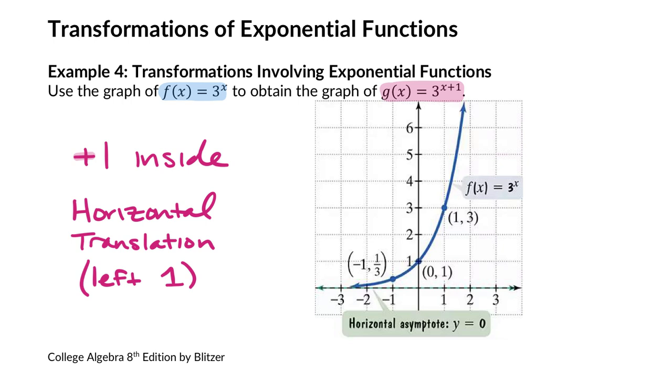So I'm going to move this one to the left, and this one to the left, and this one to the left. And as we move them to the left and then play connect the dots, we can still see that my horizontal asymptote has not changed. It still has that boundary line down here at the bottom of y equal to 0.